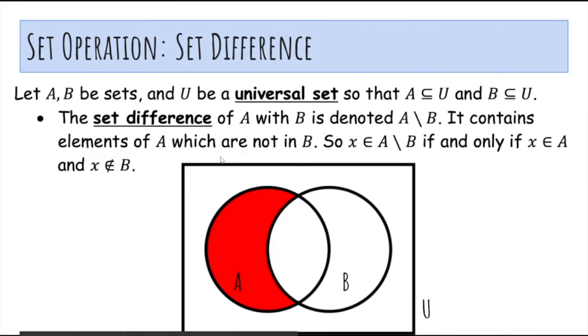Okay, and then the set difference of A with B is denoted like A minus B, or with the backslash, and it contains elements of A which are not in B. So X is an element of A minus B if and only if X is an element of A and X is not an element of B.